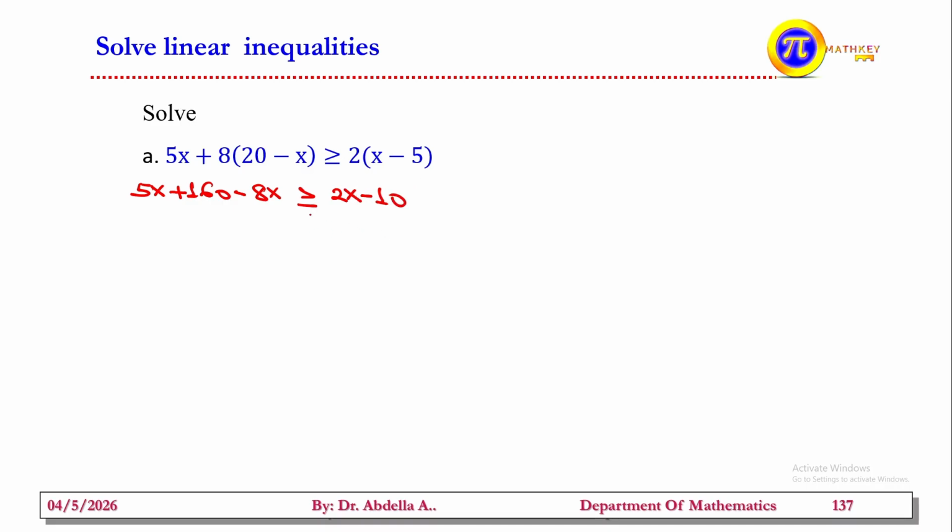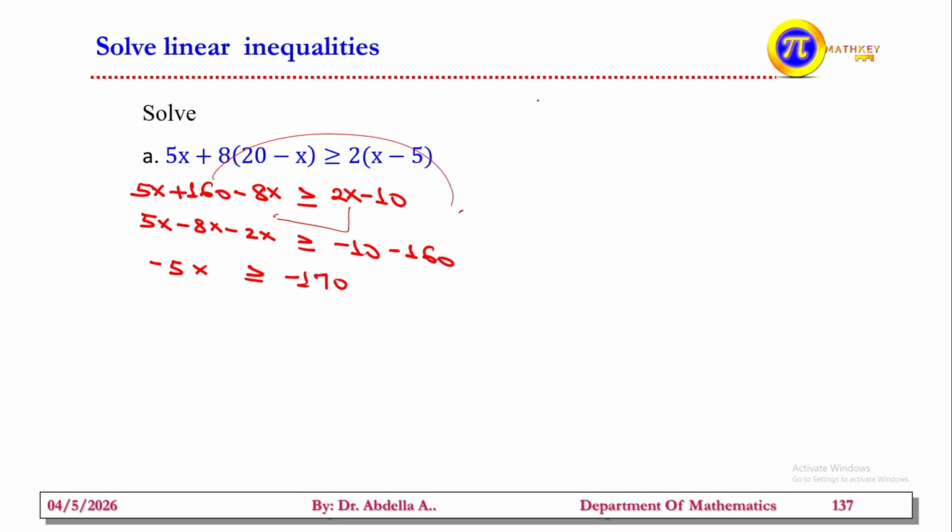Now let's collect x's together and constants together. This is 5x minus 8x. Take the 2x to the left side, it becomes minus 2x, is greater than or equal to negative 10. Take the 160 to the right side, it becomes negative 160. Now the value becomes 5x minus 8x minus 2x, which is negative 5x, is greater than or equal to negative 170.